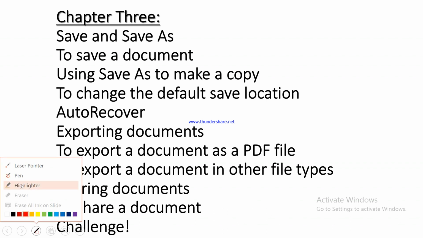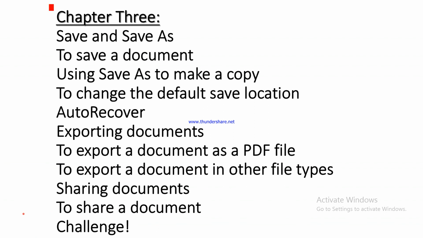Let's check what we've actually done. We've done Save As, we've done saving a document using Save As to make a copy. We changed the default save location. We've done AutoRecover. We are doing exporting documents now.